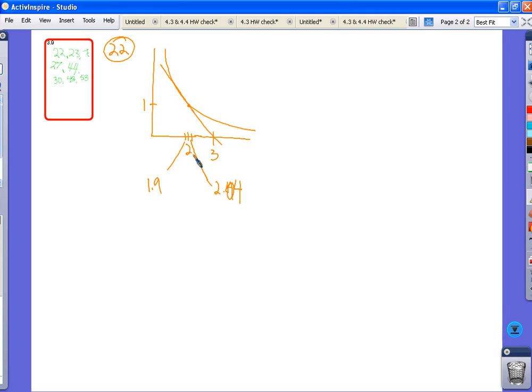Increments are too small. So we're going to actually have to come up with the equation of this line and then be able to plug an x value into it.